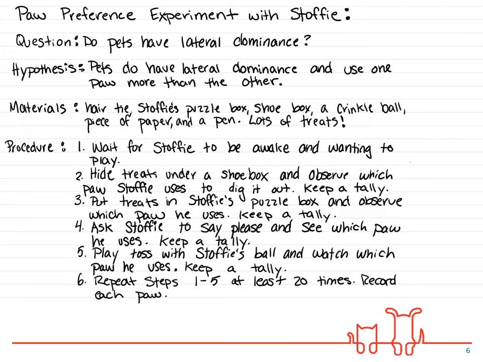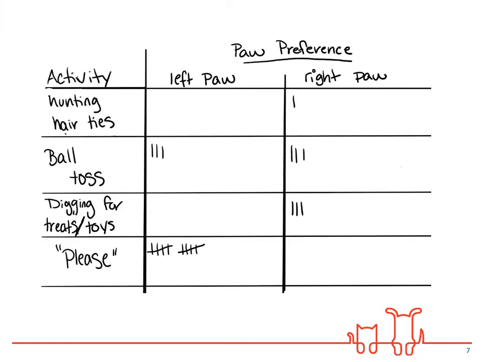Here is an example of my experiment write-up. My write-up includes the question I want to answer, my hypothesis or what I think will happen, the materials I plan to use, and a step-by-step procedure of how I plan to test my question. Here is an example of how I recorded some of my data. Repeat each activity at least 20 times, but take your time. Your tests do not have to be done all at once.